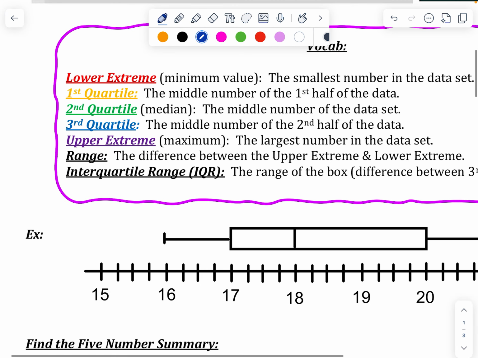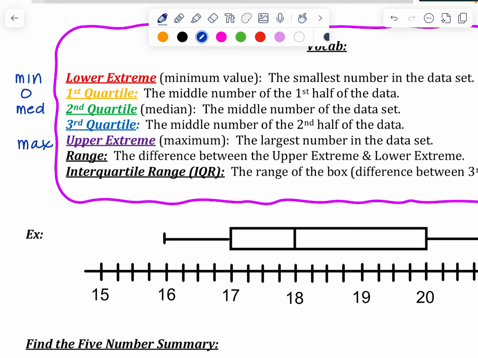All right, so your 5-number summary, once again, is made up of your minimum, also called your lower extreme. That's the smallest number in the data set. I like to do max next, so your max is the highest number in the data set. The median is the number in the middle of the data set. And as a reminder, your data has to be lined up in order from smallest to biggest in order to see that.